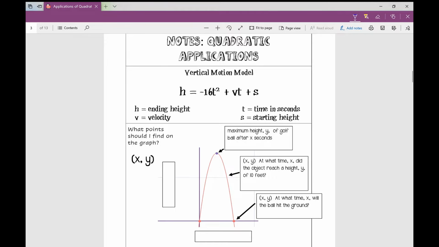So as you can see, this obviously looks like a quadratic function, and I can tell it's quadratic because the highest exponent is a 2. So I know that this is a quadratic function.